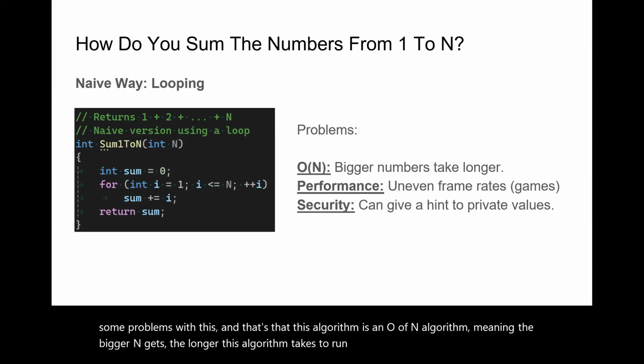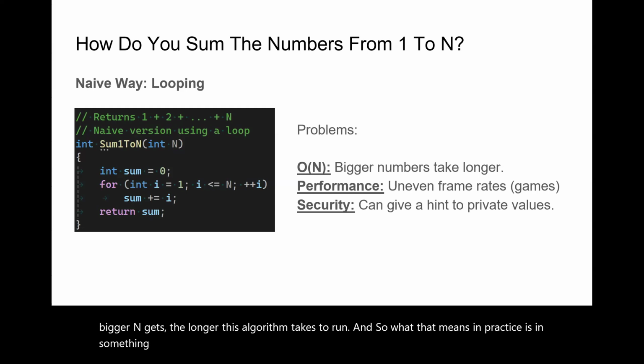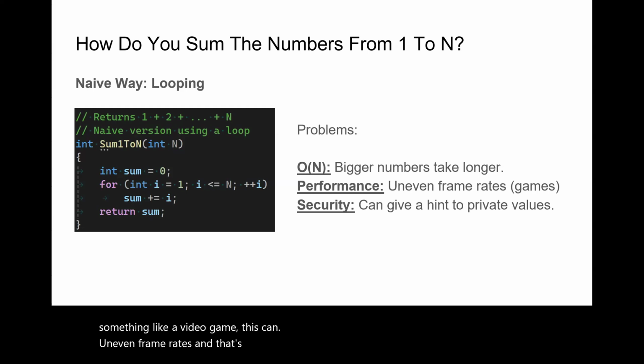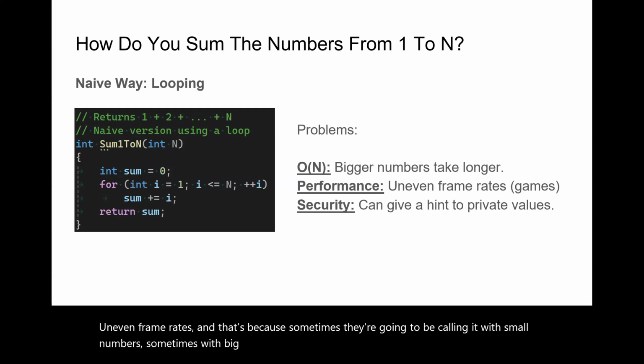And so what that means in practice is in something like a video game, this can cause uneven frame rates. And that's because sometimes you're going to be calling it with small numbers, sometimes with big numbers, and the bigger numbers are just going to take longer.